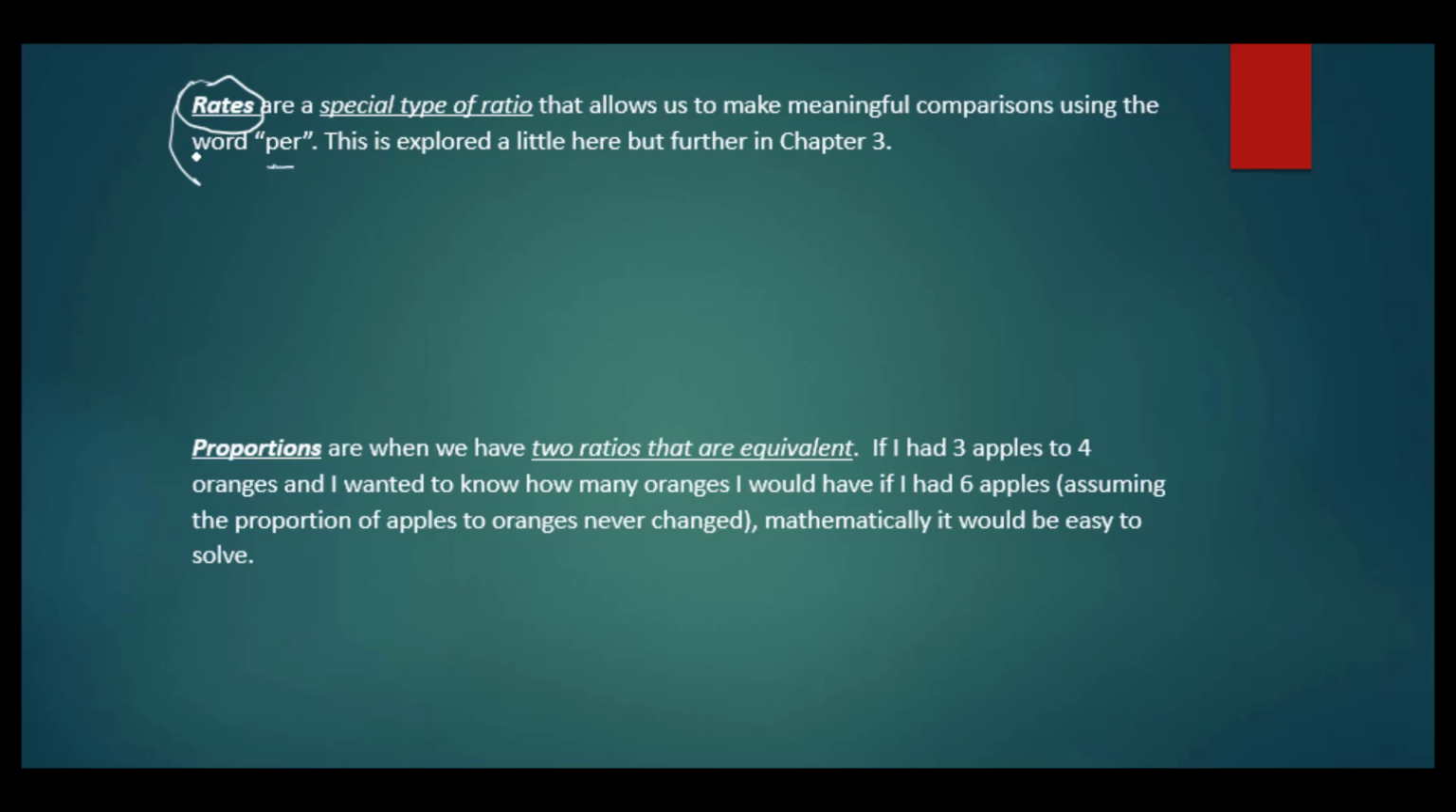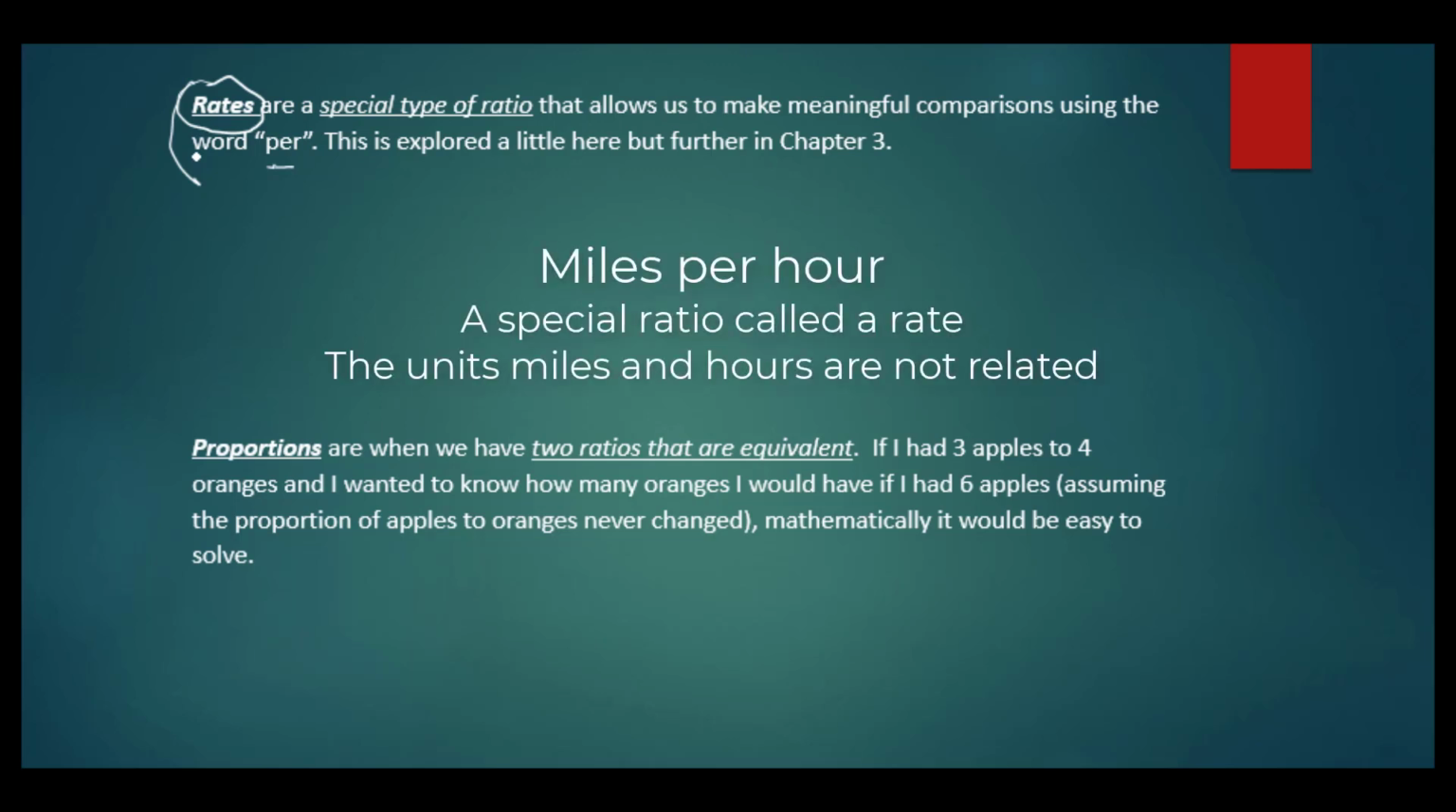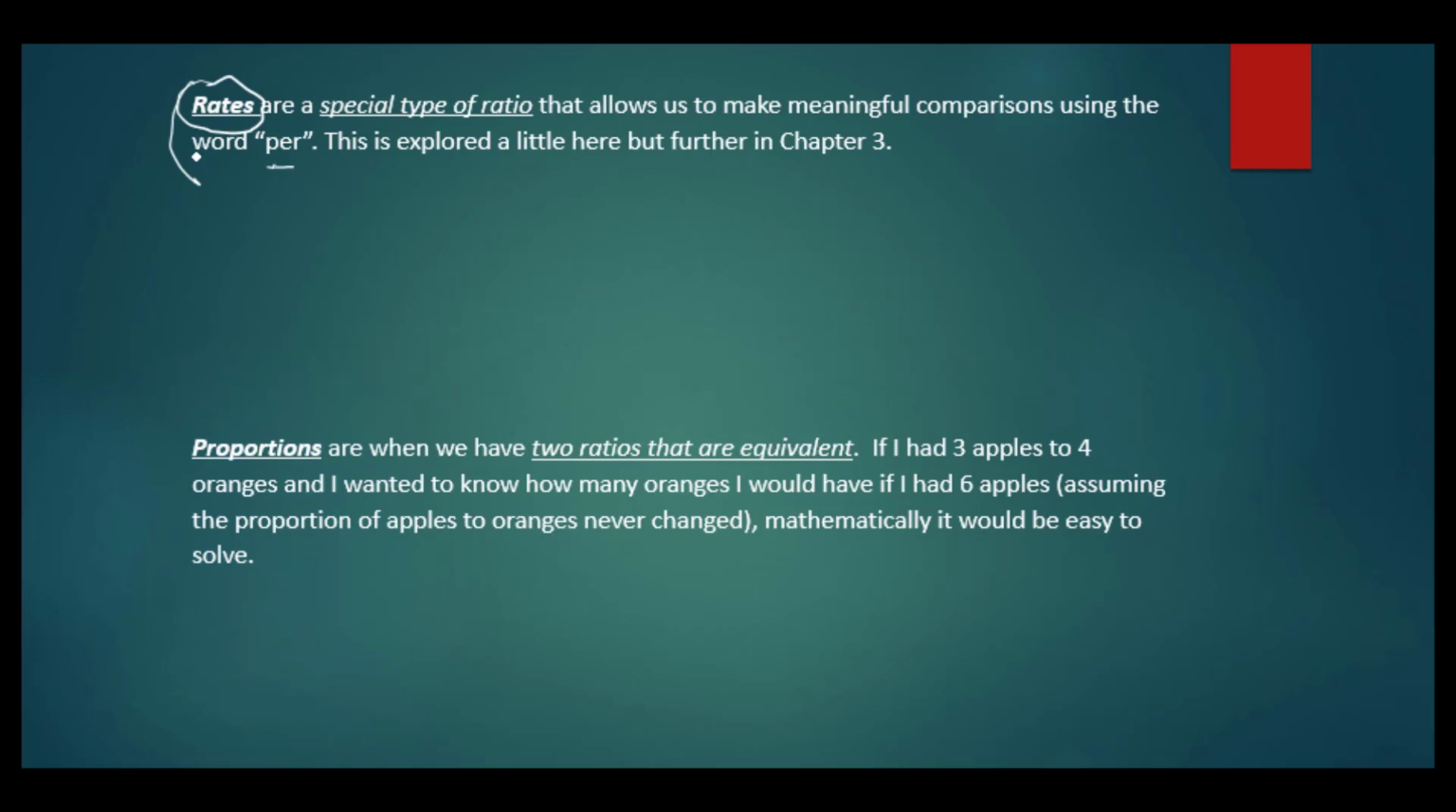Dogs to cats. That is a ratio because dogs and cats are both animals. 18 to 64-year-olds to 65-plus-year-olds. That is a ratio because they are both people. Miles per hour. That is a rate because they are totally separate things. There's no relationship between miles and hours. So that's just the background.